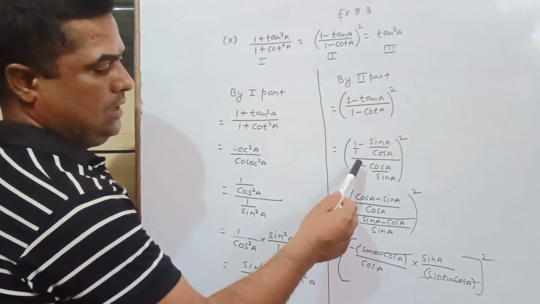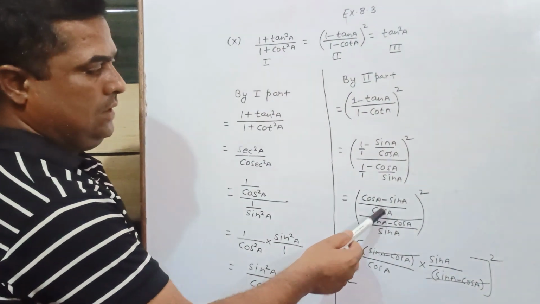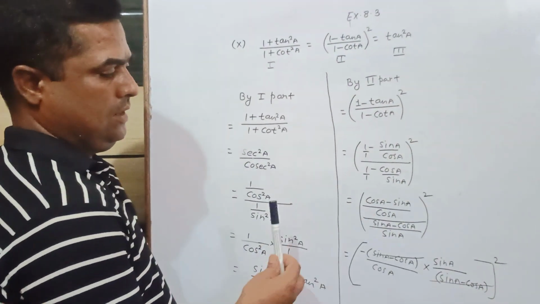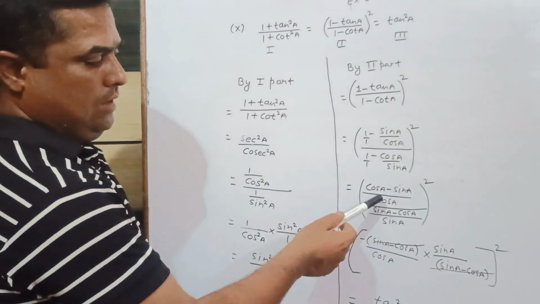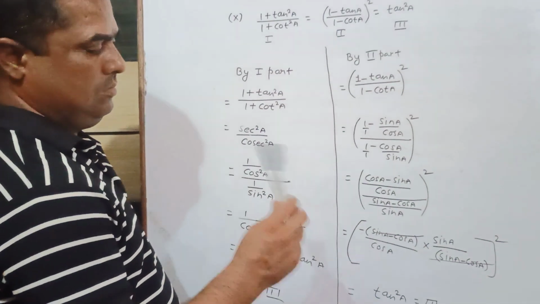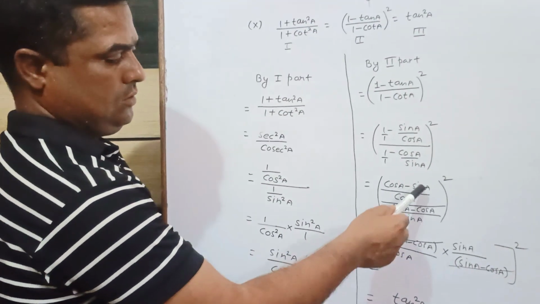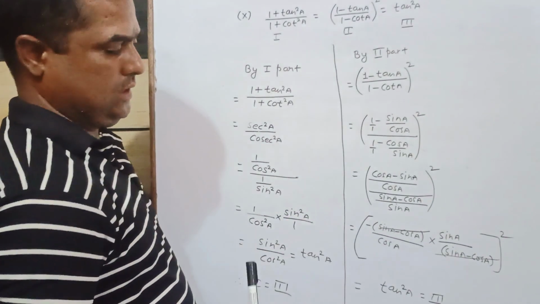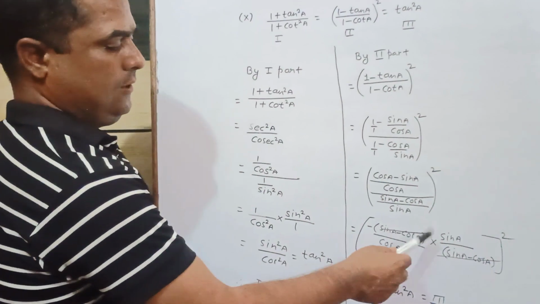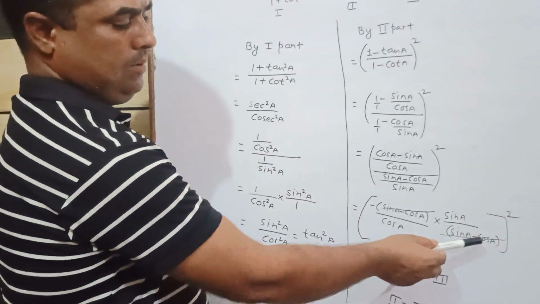We are taking 1 in the denominator, LCM of cos a and 1. This will be cos a, and this will be cos a minus sin a. LCM of sin a and 1, this is sin a minus cos a. Now we have fraction upon fraction. But we will solve this part cos a minus sin a. We will change this to sin a minus cos a. So we are taking minus sign common here. So we will write here sin a minus cos a upon cos a into, we are taking reciprocal of this part, sin a minus cos a upon sin a. Reciprocal of this part, sin a upon sin a minus cos a.